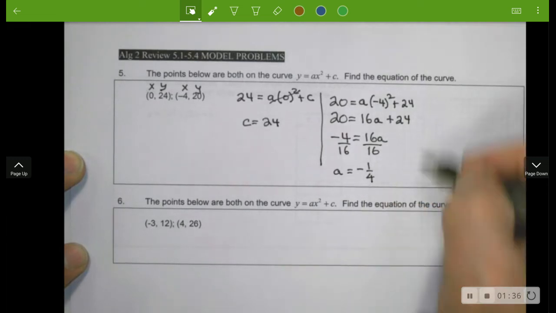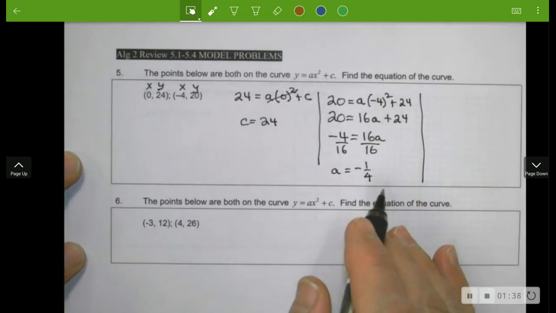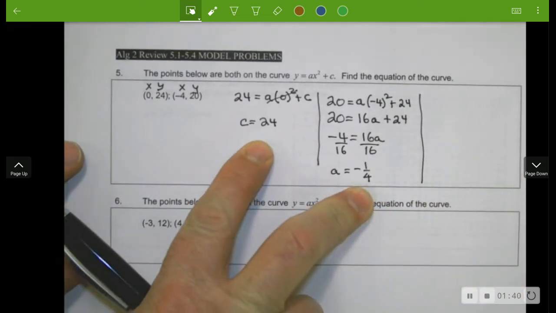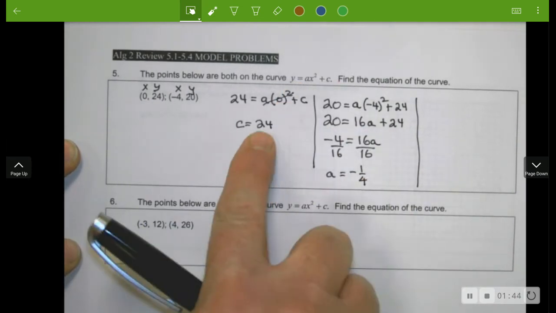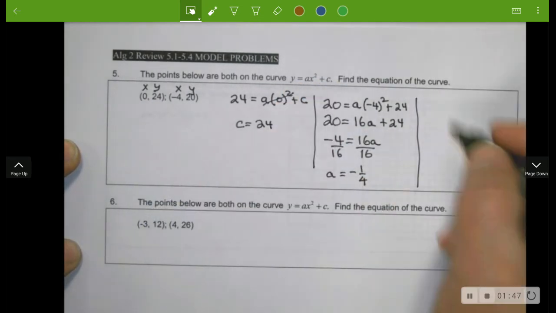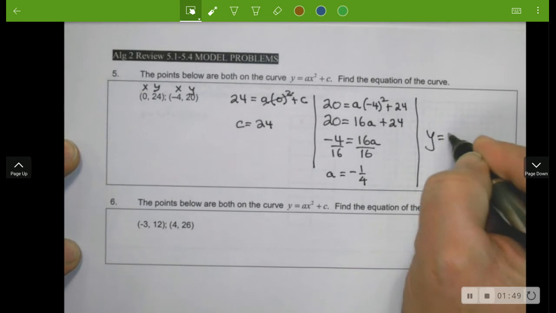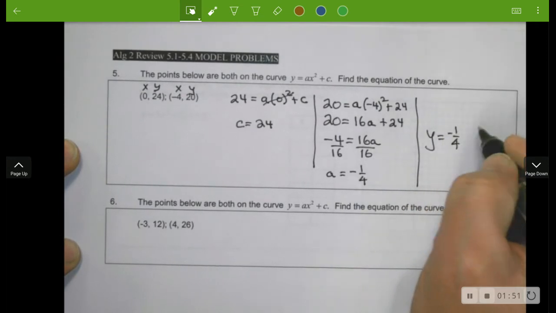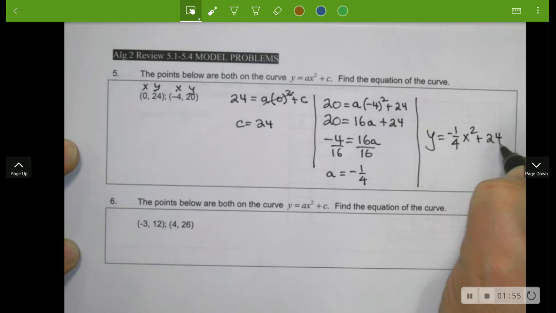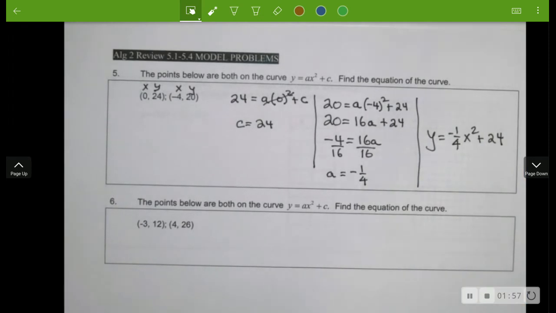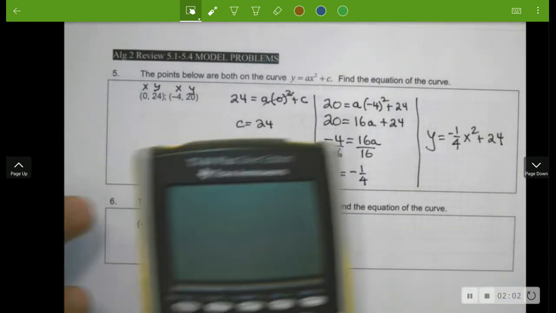So when it asks us for the equation of the curve, we're going to put both pieces of information back in. So this is the value we'll use for a up here, and this is the value we'll use for c. So the answer will be -1/4 for a and 24 for c. And then we're going to use our calculator here to check this answer.